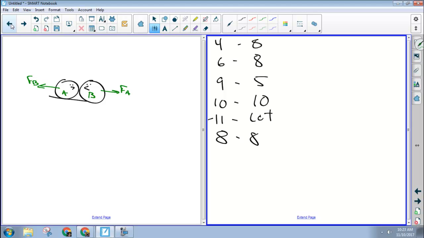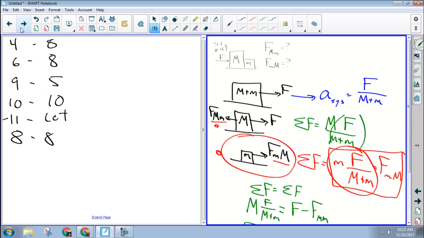So where are we at? Ooh, look at these guys. See my little penguins I drew? Aren't they cute?